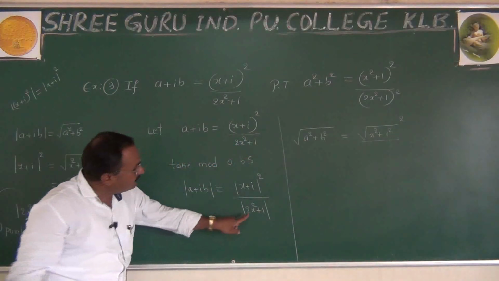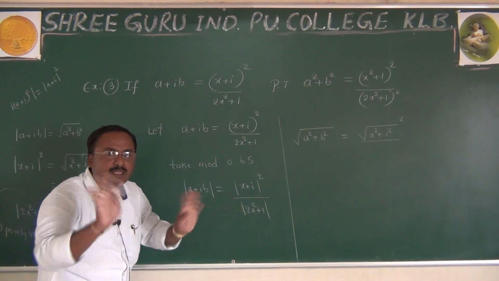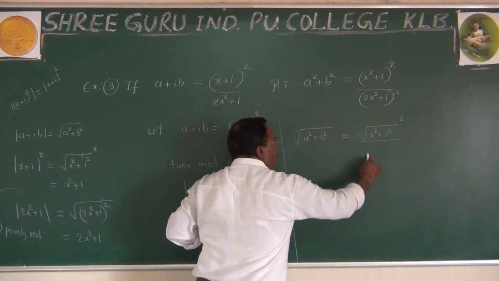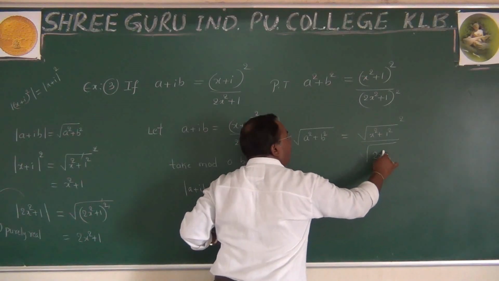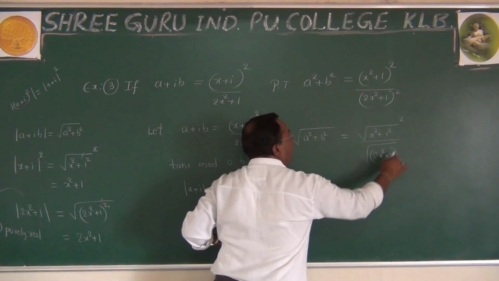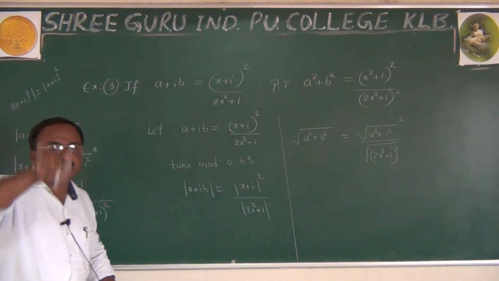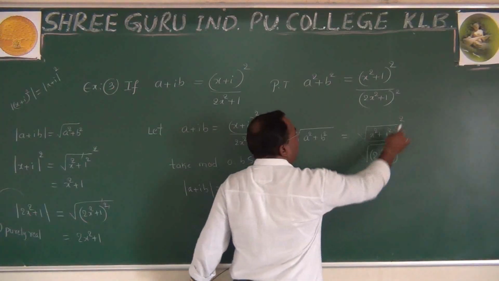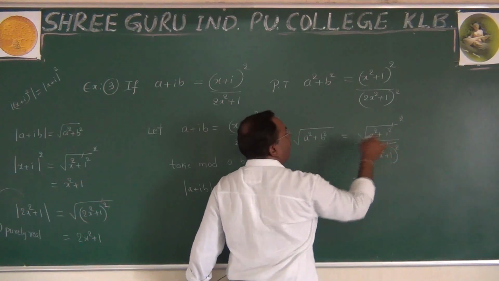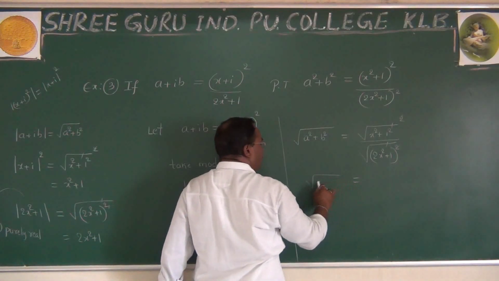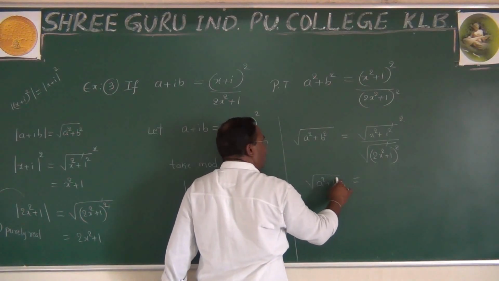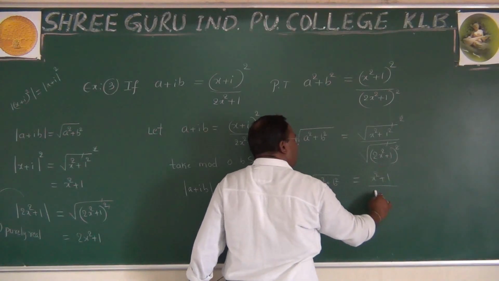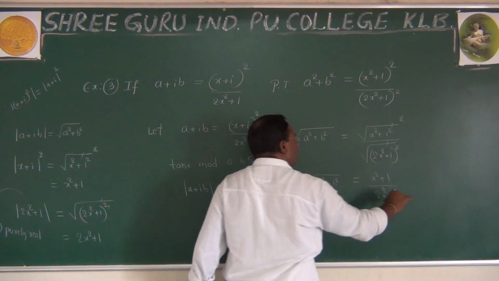Divide. This is completely real. There is no i, there is no imaginary. Purely real, real square. Modulus definition: square root of real part square plus imaginary part square. 2x square plus 1 is completely real. Imaginary part is 0, 0 square. Here square and root get cancelled. Square root of this square plus this square is equal to x square, 1 square is 1. Denominator 2x square plus 1.